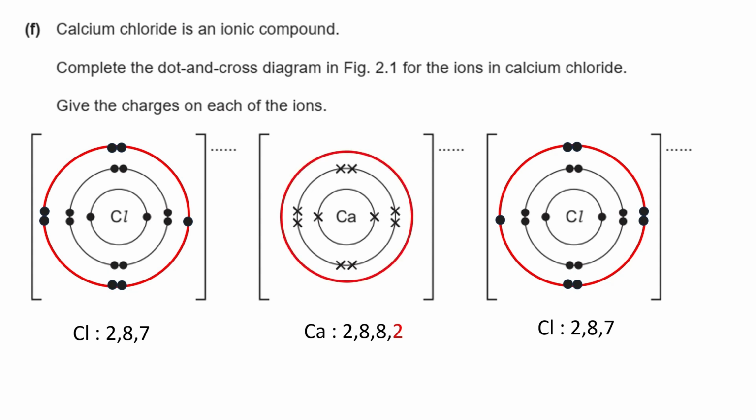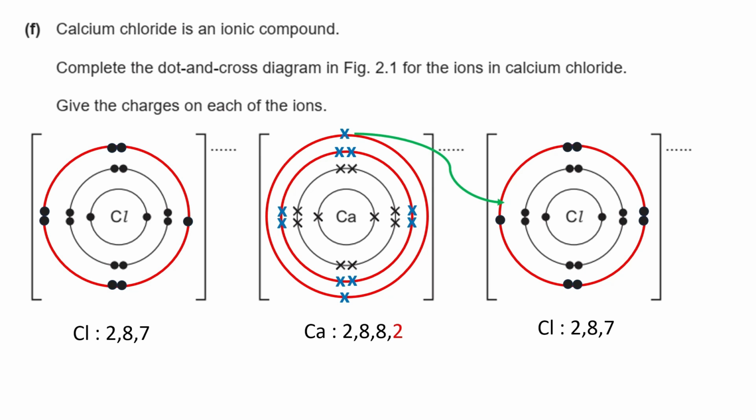Look, how many shells are missed in this diagram? The third shell and the fourth shell. The third shell is full with 8 electrons. The fourth shell contains 2 electrons. During excitation, the electrons are lost. The last 2 electrons are lost, and gained by the chlorine atoms.